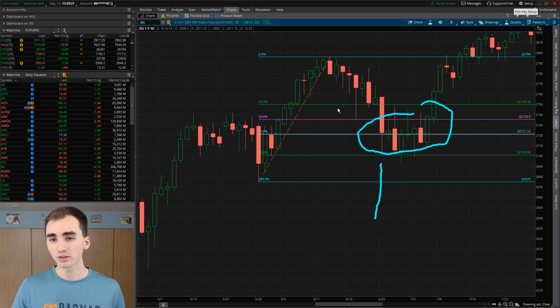Now a good way to potentially look and see for those stronger zones is again looking to the left side of the chart.